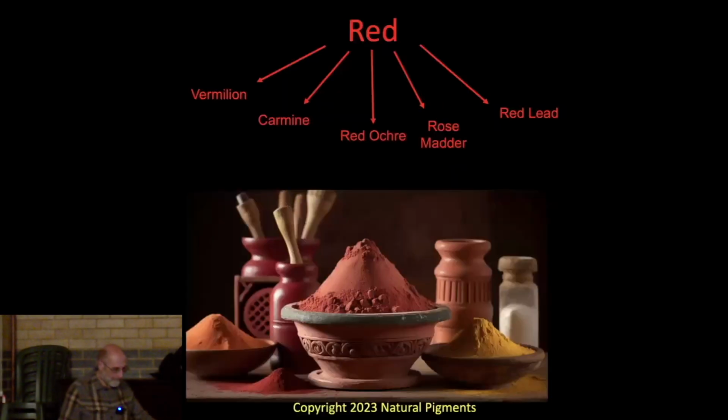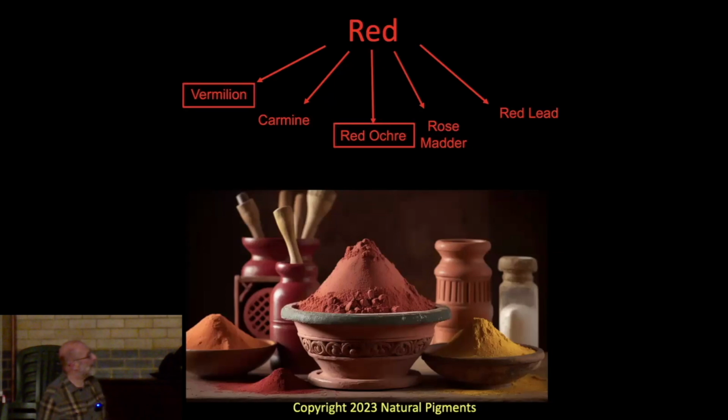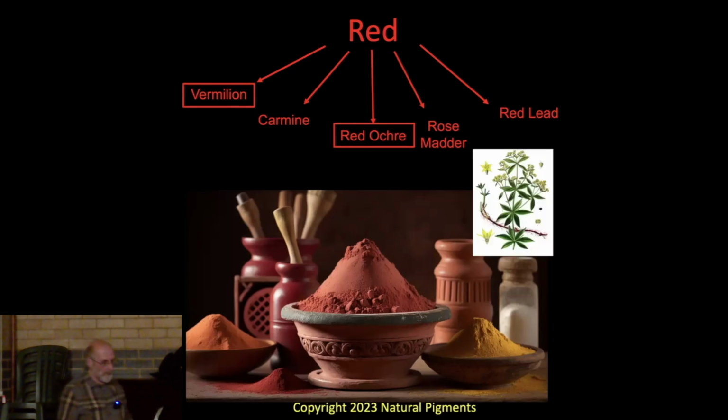Onto red. And the red colors, again, it's two: vermilion and red ochre. Now, we've seen red ochre before, so we won't dwell on that one. I just mentioned rose madder because that's made from a plant, the madder plant. The roots are used there.